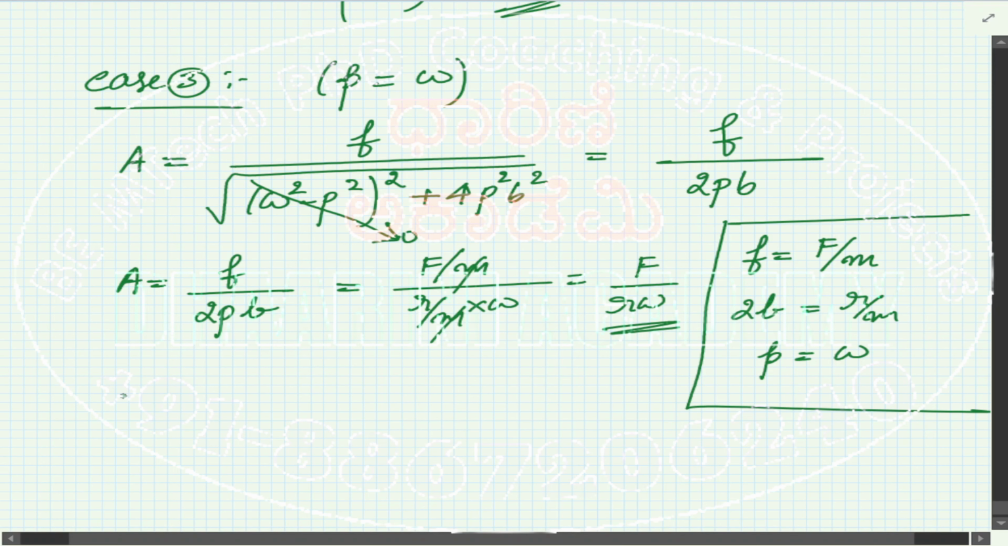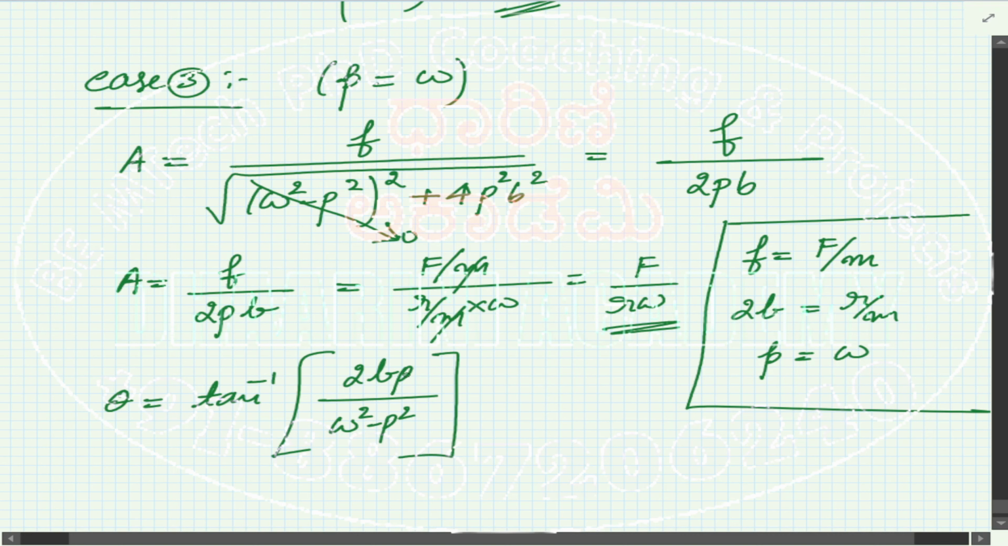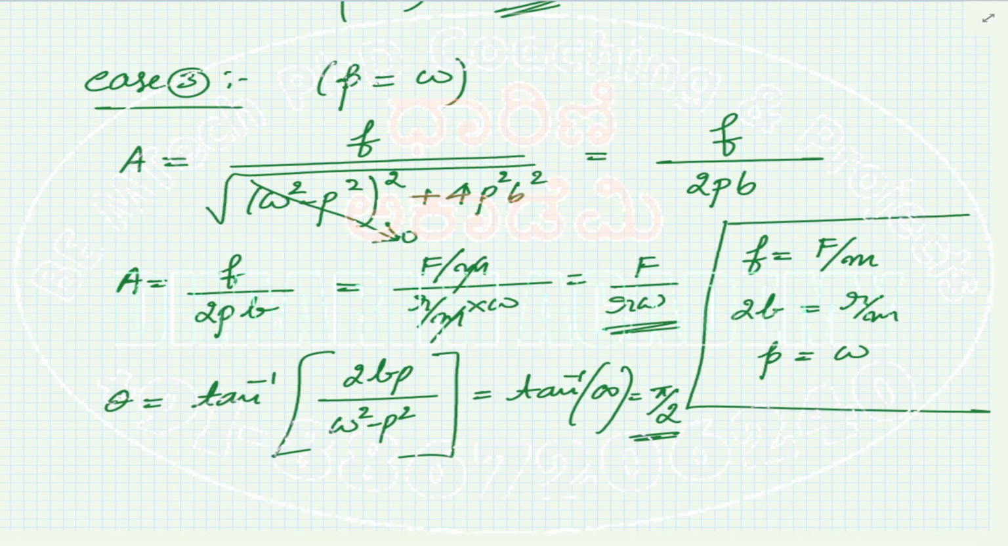So also we'll calculate the theta. Theta is nothing but, the basic equation is tan inverse of 2bp divided by omega square minus p square. So the denominator is 0. Something by 0 means infinity. So I have to take the tan inverse of infinity, that is 90 degree or pi by 2. So we get an answer equal to pi by 2 here.